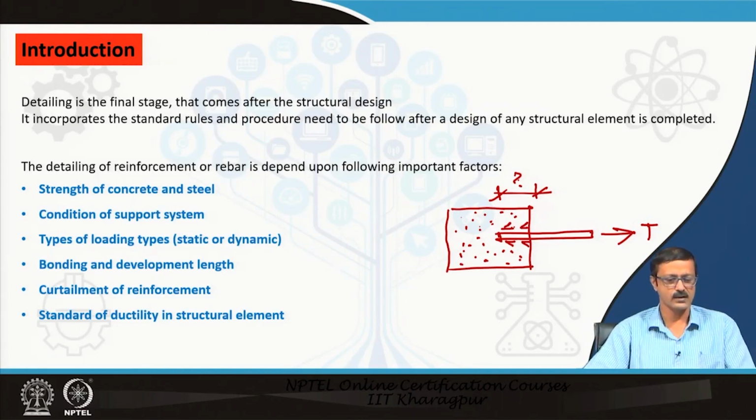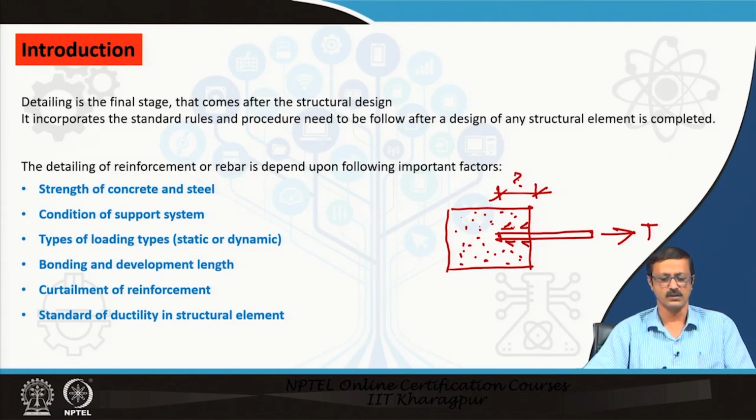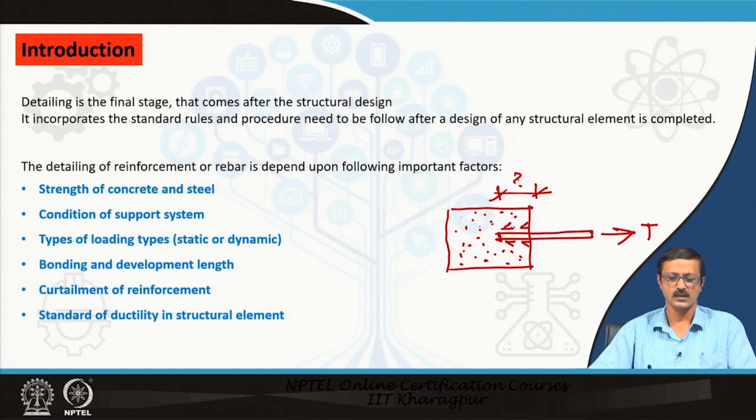And the standard of ductility in the structural element. Ductility is one of the prime criteria for any structural element, because out of these two, in case of RCC the concrete is not at all ductile, it is a brittle material, whereas the steel is a ductile material. But if I want the total composite structure to be a ductile structure, there are some norms that have to be followed, and those norms come from the detailing.